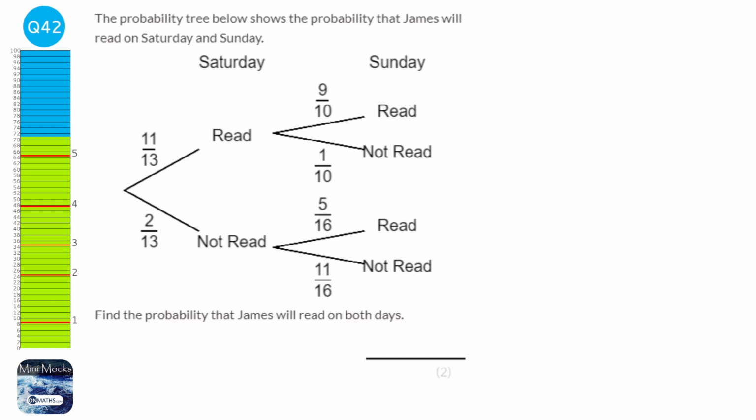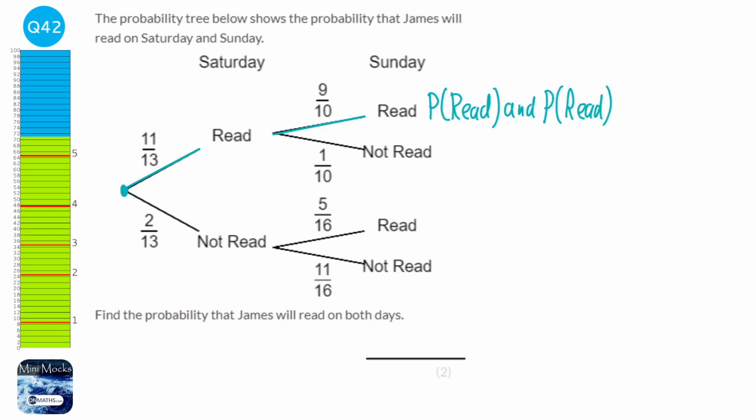To find the probability that James will read on both days, we start here, and we just draw down the read path, and then we go down the read path again. So the outcome here will give us the probability that James will read and the read.